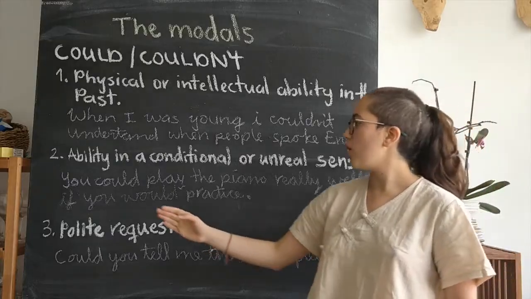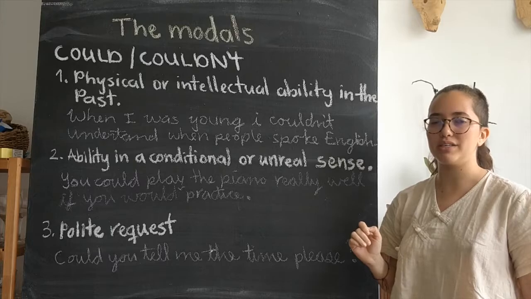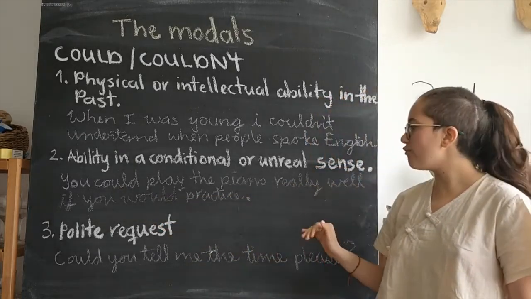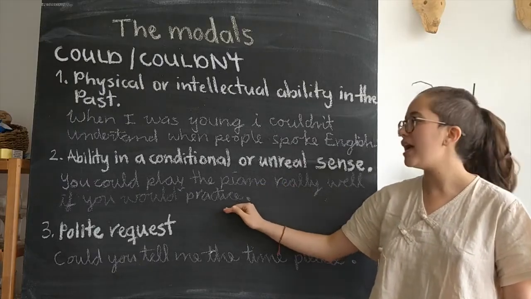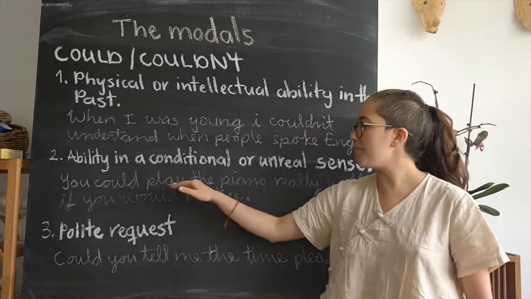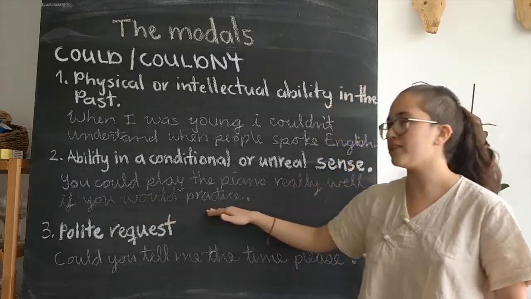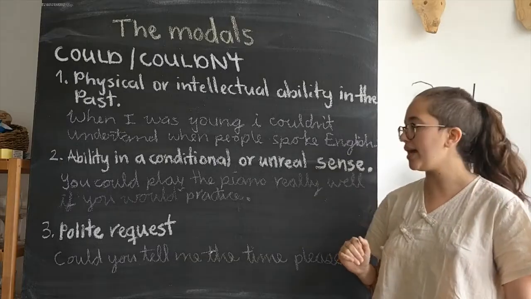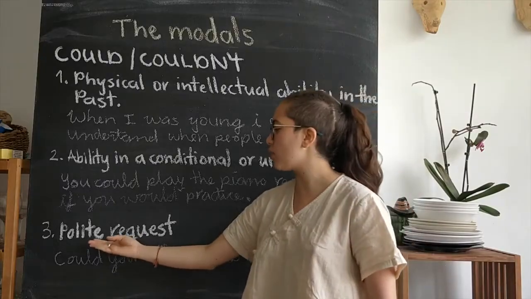The second is that it expresses ability in a conditional or unreal sense. For example, you could play the piano really well if you would practice. Here, could expresses that if you did this following part, this conditional sentence, then you could play the piano. So you can only play the piano if you fulfill this second part of the sentence, the conditional or unreal sense.